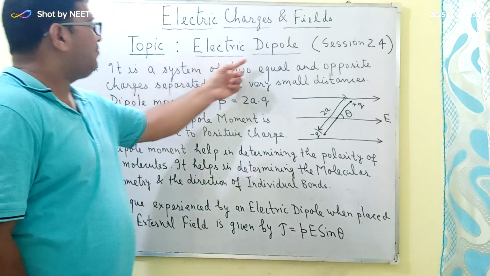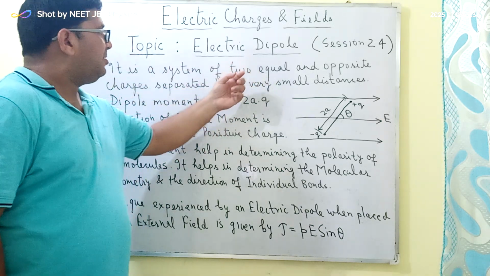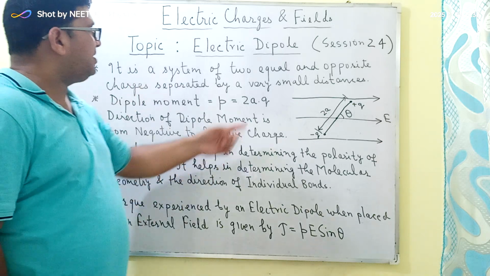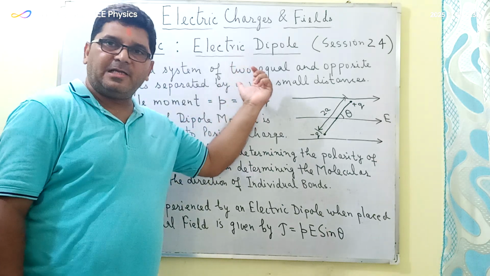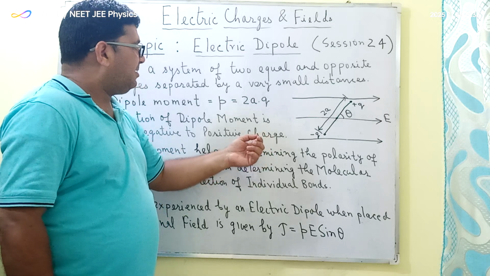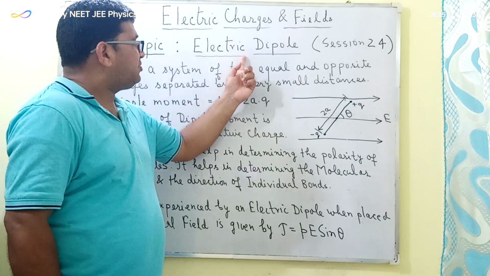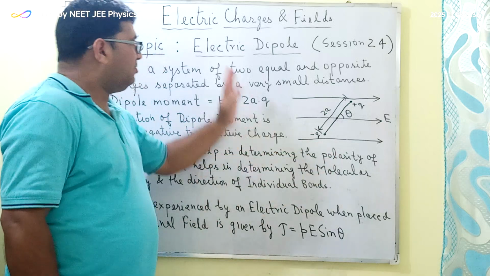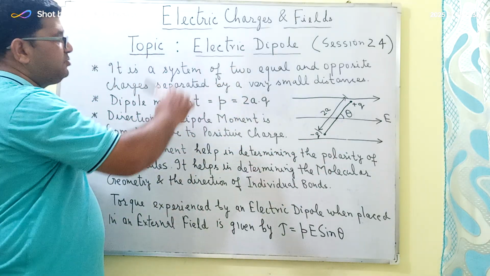The topic is the electric dipole. So based on this topic, I have written here 5 important points in order to understand electric dipole. And with reference to this topic, I have also made one small figure here in order to understand this topic.